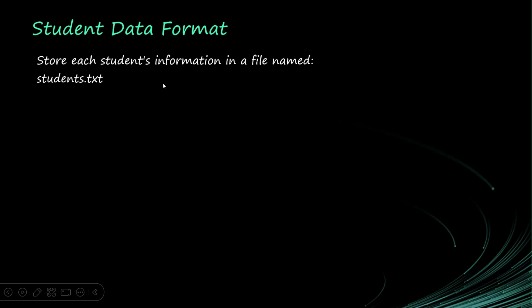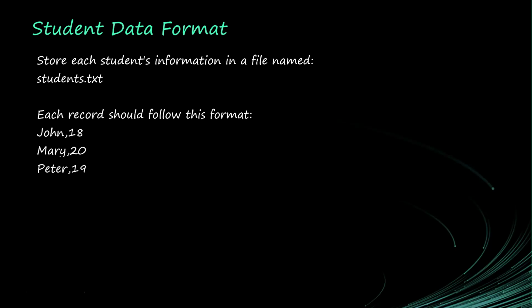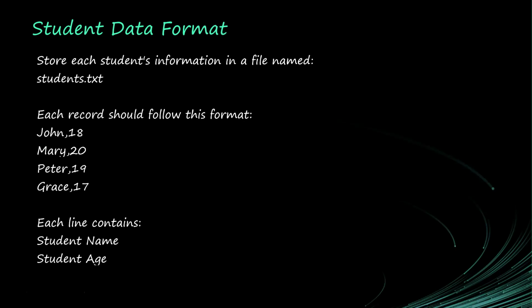So we are going to create this file. And then each record should follow this format: name and age, name and age, name and age. So when we want to add a student, we are asking them for their name and their age. Okay, so now let us go and work on it.